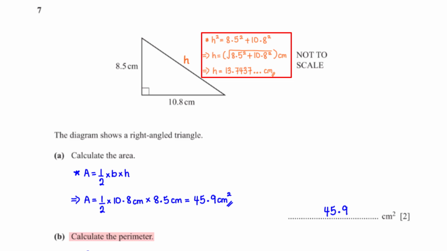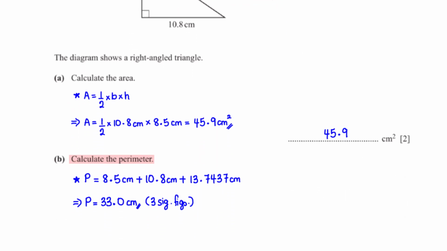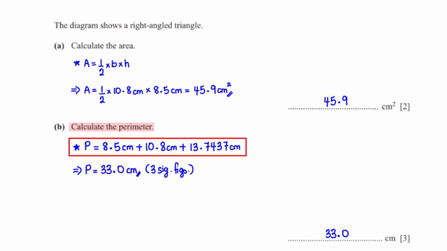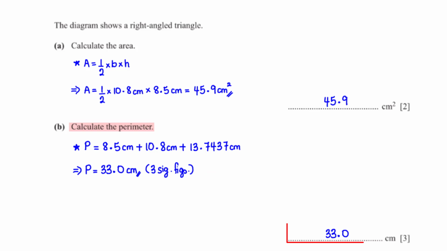13.7437 centimeters. So now the perimeter of the triangle is equal to 8.5 centimeters plus 10.8 centimeters plus 13.7437 centimeters. When we type this into the calculator, we get 33.0 centimeters rounded to 3 significant figures.